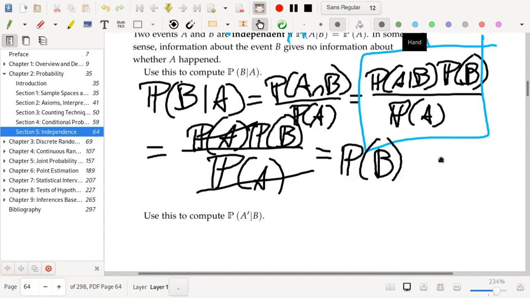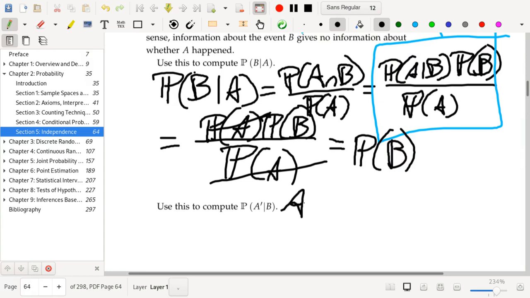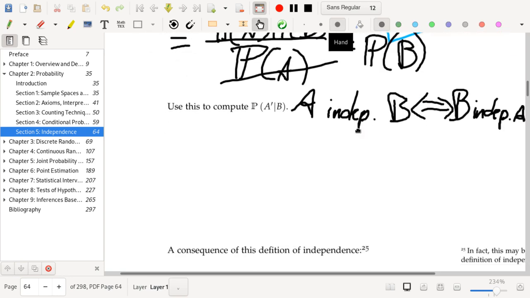So this implies that if A is independent of B, that's going to imply that B is independent of A, and vice versa.